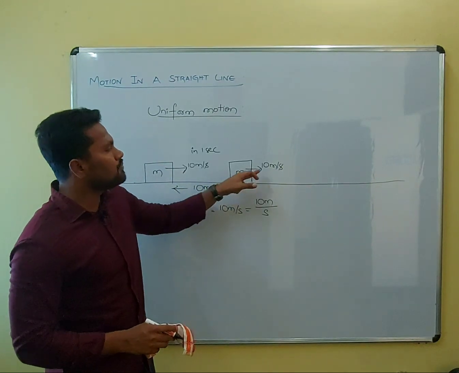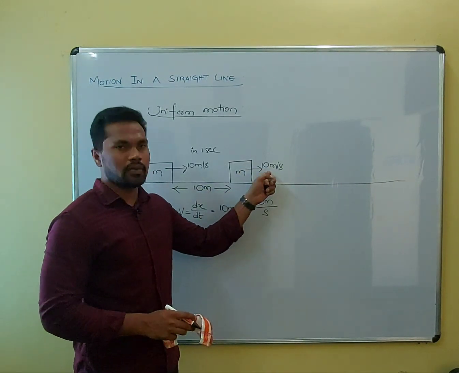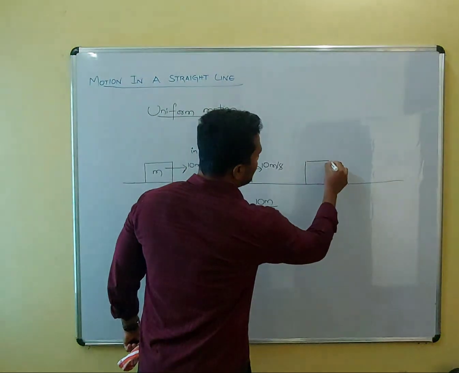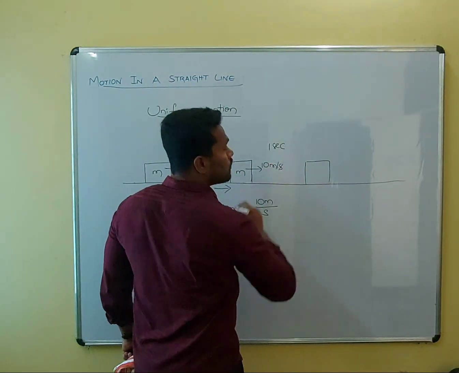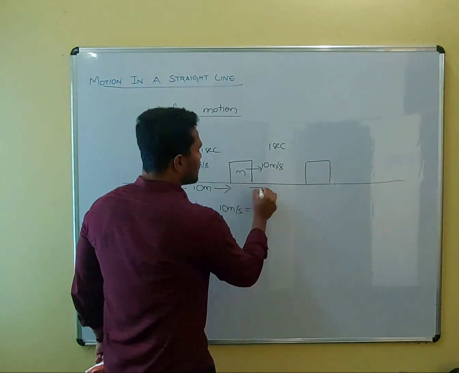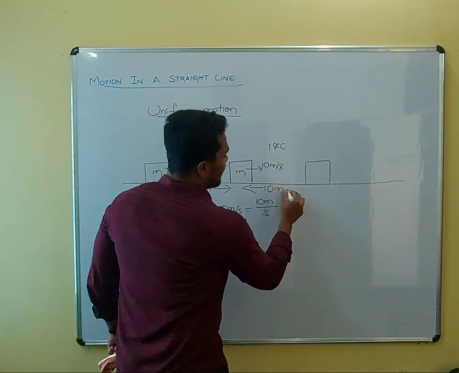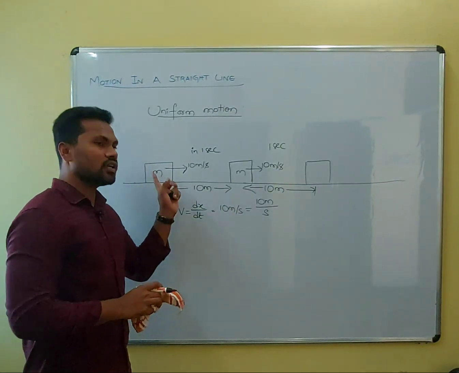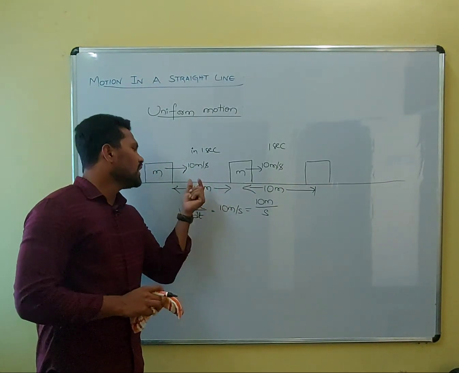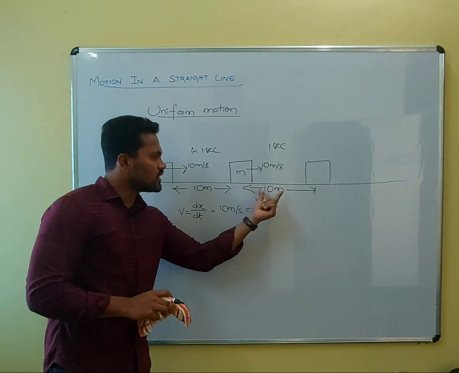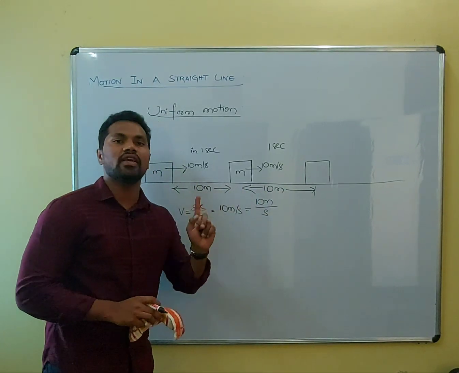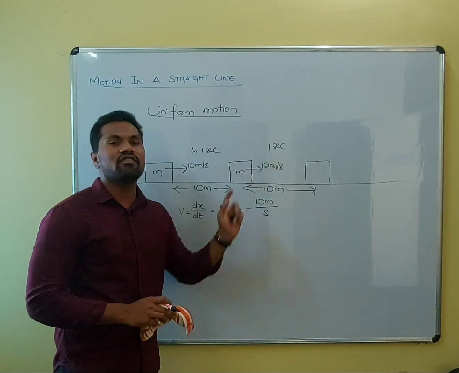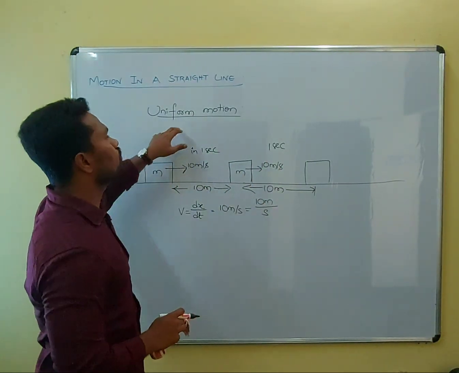Now observe this. The object's velocity right now is also 10 meters per second. In 1 second, how much distance can it travel? Again, how much distance can it travel? Again 10 meters. So it travels 10 meters. Are you getting it, students? If any object is moving with a constant velocity, the distance traveled by the object in each second will be constant. There is no change in the distance traveled for each and every 1 second. That is the definition of uniform motion.